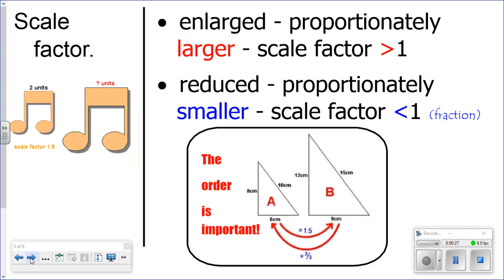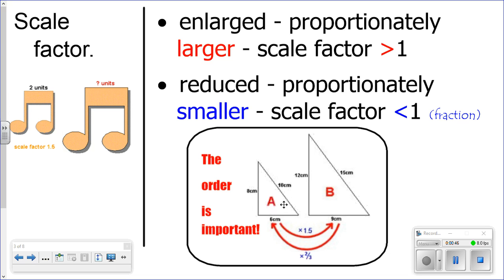So our scale factor, when a figure is enlarged, it's proportionately larger, which means our scale factor is greater than 1: 1.5, 2, 3. When it's a reduction, it's proportionately smaller, which means our scale factor is less than 1, so it's a fraction or a decimal.